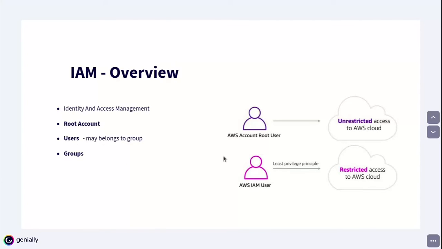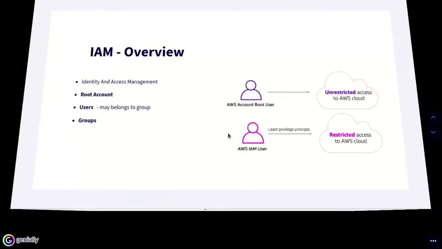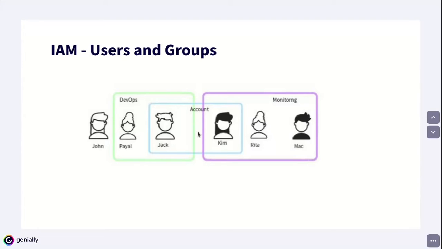The AWS account root user is for unrestricted access to the AWS cloud. With the root user you can access each and everything, whereas the IAM user follows the least privilege principle, so it has restricted access to the AWS cloud. Okay, let's move to IAM users and groups.